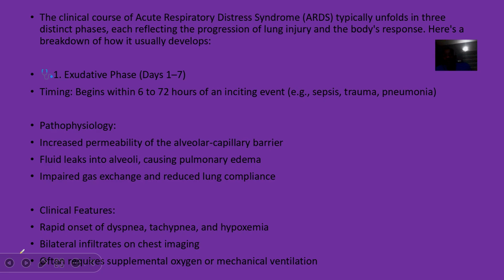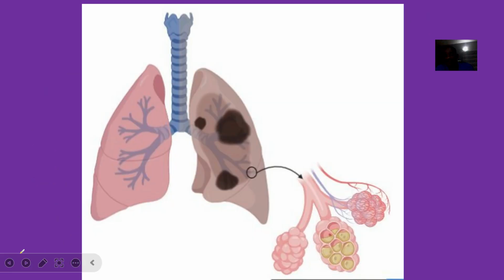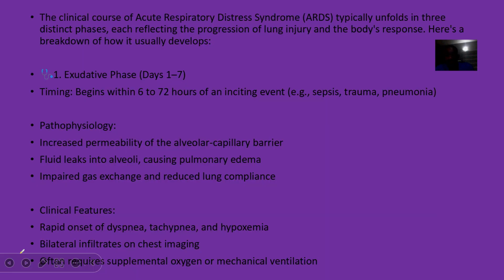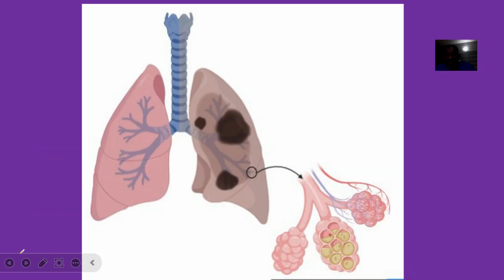I see. So clinical features, there's rapid onset of difficulties in breathing. When you lie down, you have difficulties in breathing. Bilateral infiltrates, that's if they ever do any chest imaging for you. So it often requires the person to be supported on breathing.